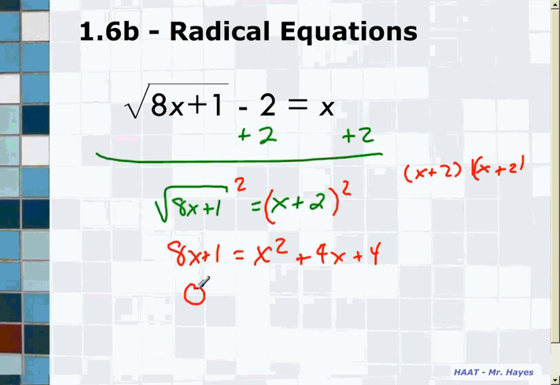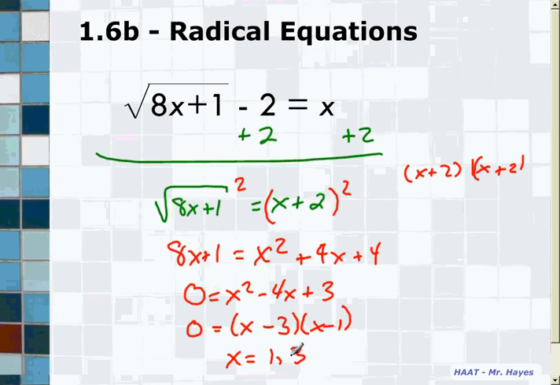We don't have any more radicals, so we're going to go ahead and solve this. We're going to come up with x squared minus 4x plus 3 when we move everything over to the other side. And then you can solve this however you want: factor it, complete the square, quadratic equation. Factoring is pretty easy because you can use -3 and -1. So my two potential solutions could either be 1 or 3. Now we're going to come back up here and check these answers to see if they make sense.